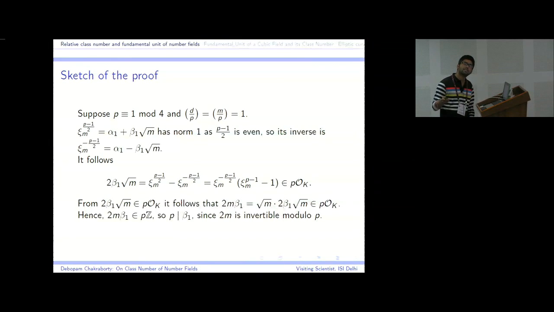But what will happen is that if it is a factor of this, the numerator is nothing but P minus 1, if you have a prime P that does not divide M. So the denominator is a factor of this, which means the relative class number cannot be 1. It will be at least 2 or a product of 2. So that's why that theorem follows.